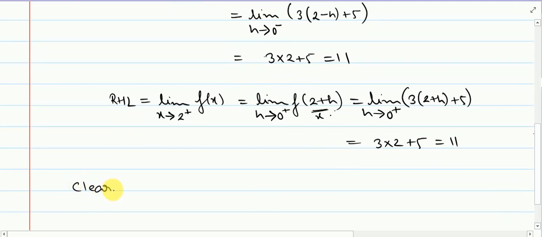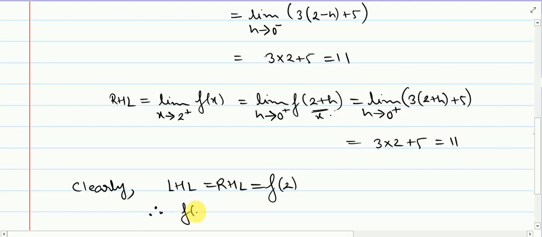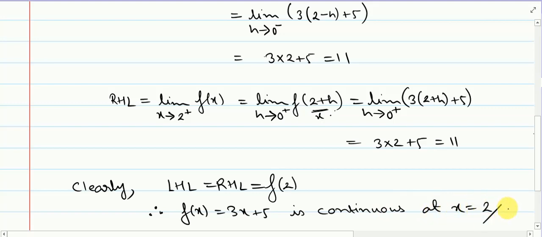Clearly your left hand limit is equal to right hand limit, and that is equal to the functional value. Okay, therefore f of x, that is 3x plus 5, is continuous at x equal to 2. Okay.